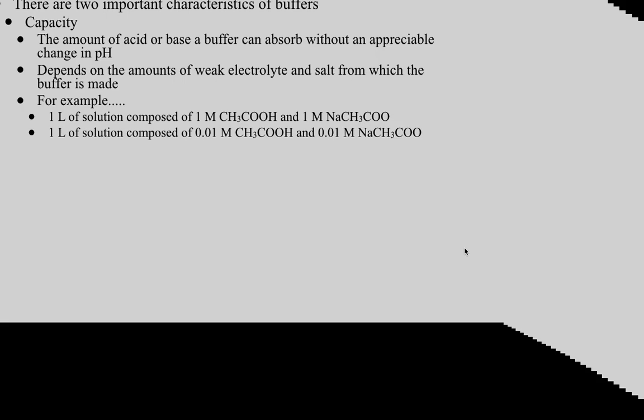So guys, imagine that we have a liter of solution. Doesn't really matter the volume. But guys, we have a liter of solution that is 1 molar in both components, and then we have a liter of solution that is 0.01 molar in both components. Guys, here's the question. Which one will have the greater capacity? Top or bottom? Top. How many times greater? 100 times greater, because the concentration is 100 times greater. Do you get it? Is that okay?